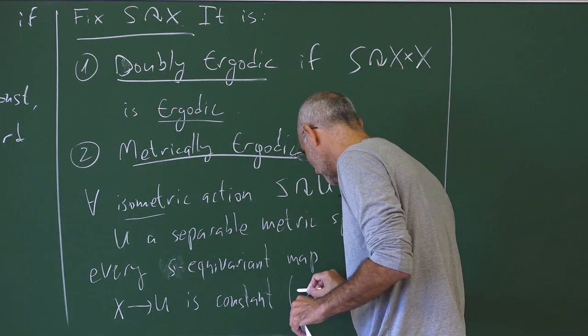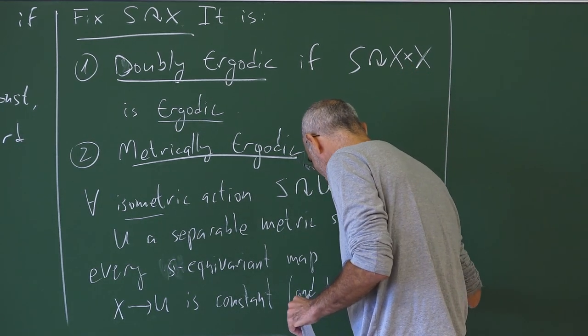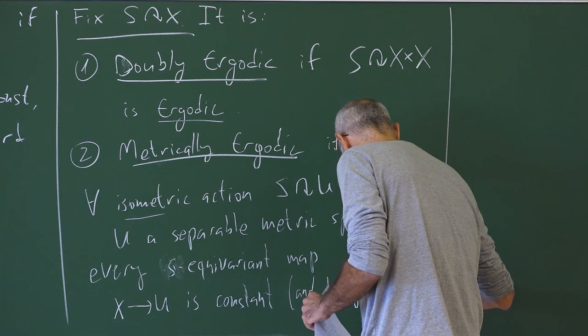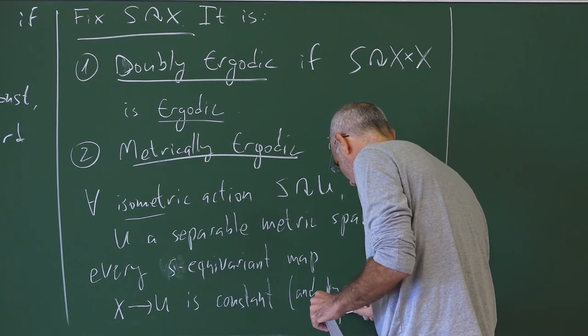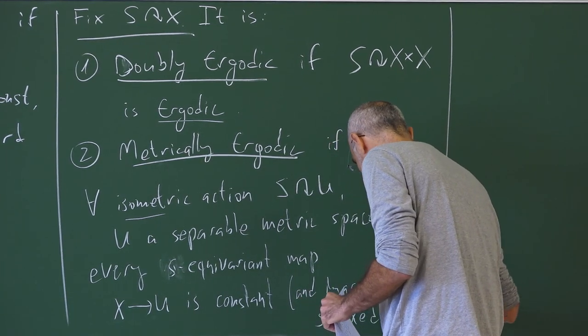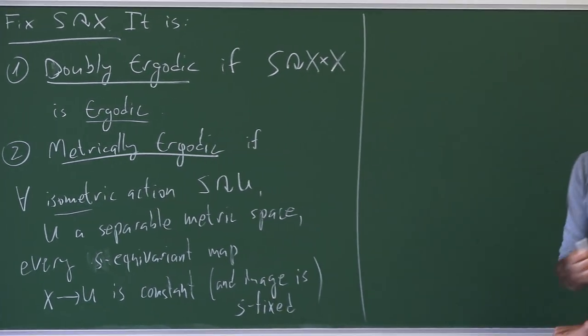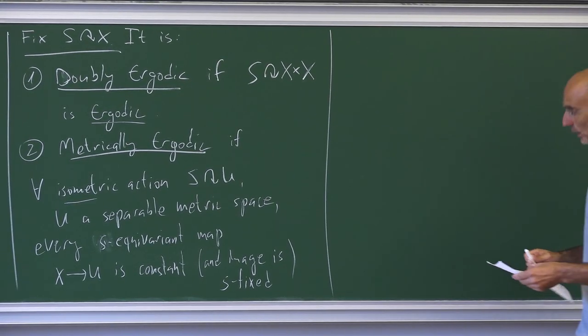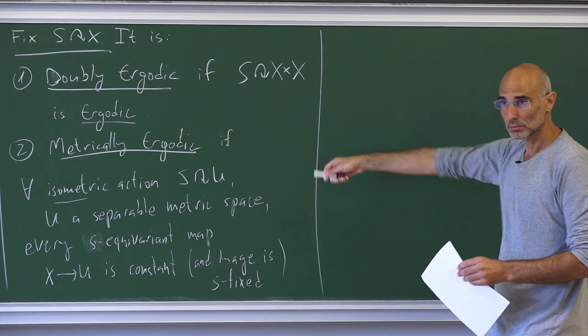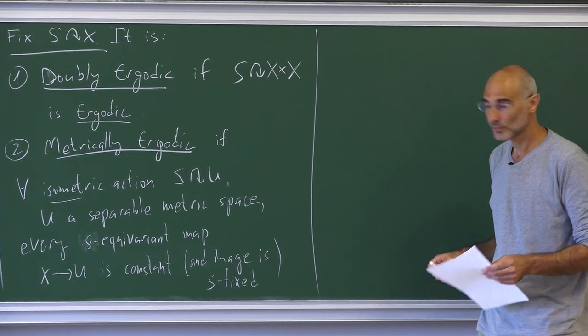Constant and image that follows is S fixed. The essential image, which is a point, is S fixed. That's metrically ergodic. Is the definition clear?